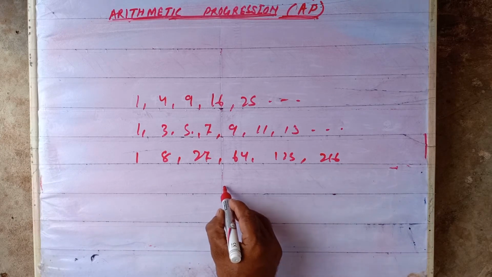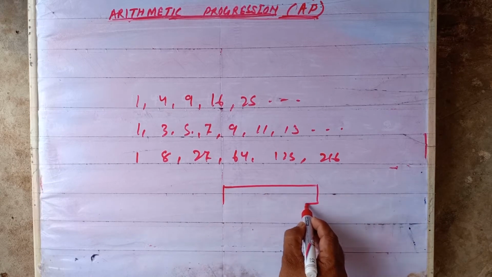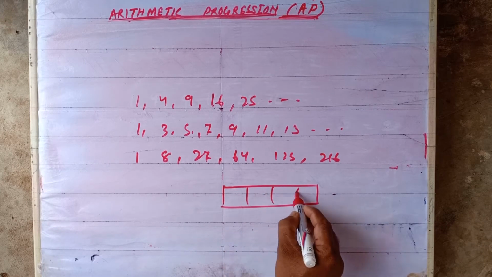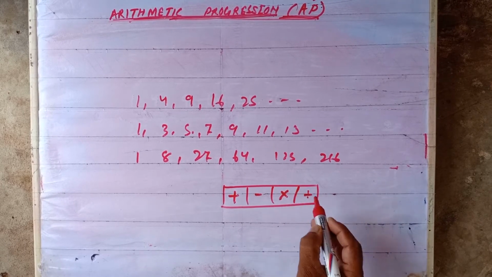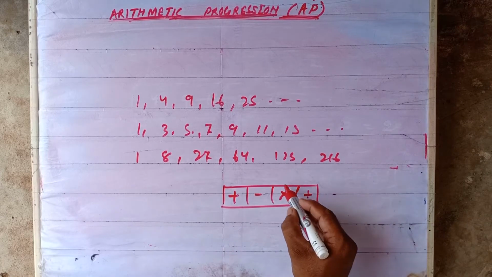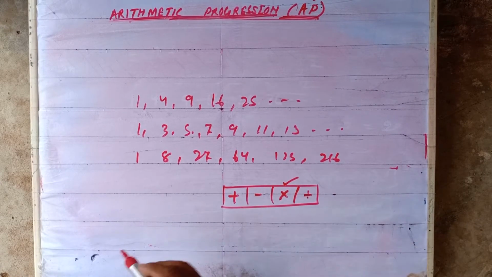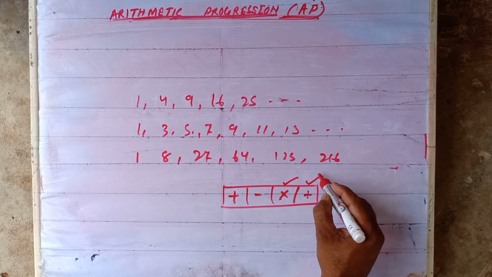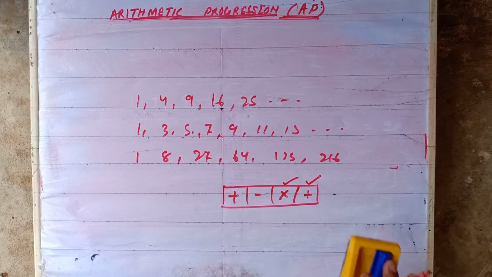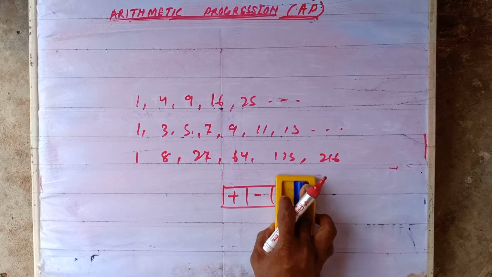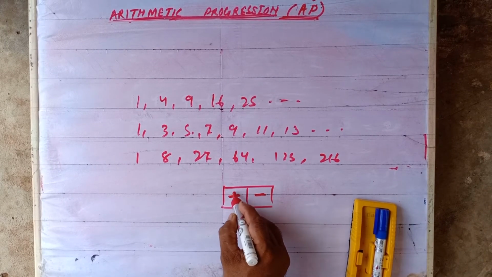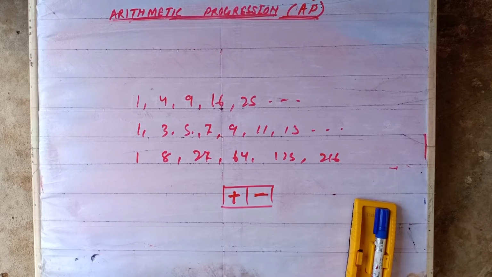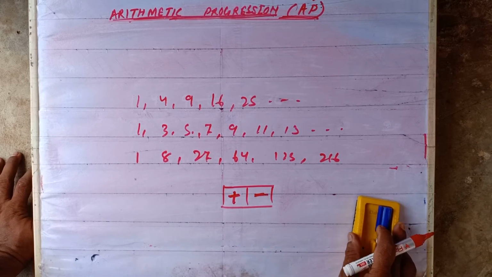Arithmetic means what? We have four operations: addition, subtraction, multiplication and division. Multiplication is a repetitive addition. Division is a repetitive subtraction. So if we conclude, arithmetic operation means either addition or subtraction in this confine. Purely arithmetic operations. What is arithmetic progression? Let us know by an example.